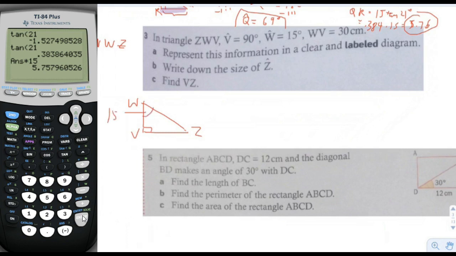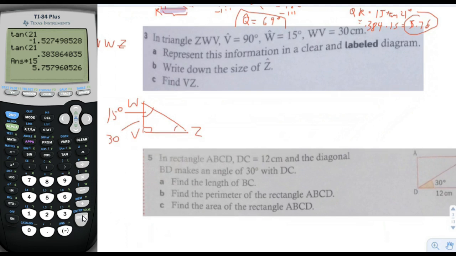and Z, let's see, WV is 30. WV is 30 long. Represent this information in a clear and labeled diagram. There we go. Write down the size of angle Z, okay, and find VZ.